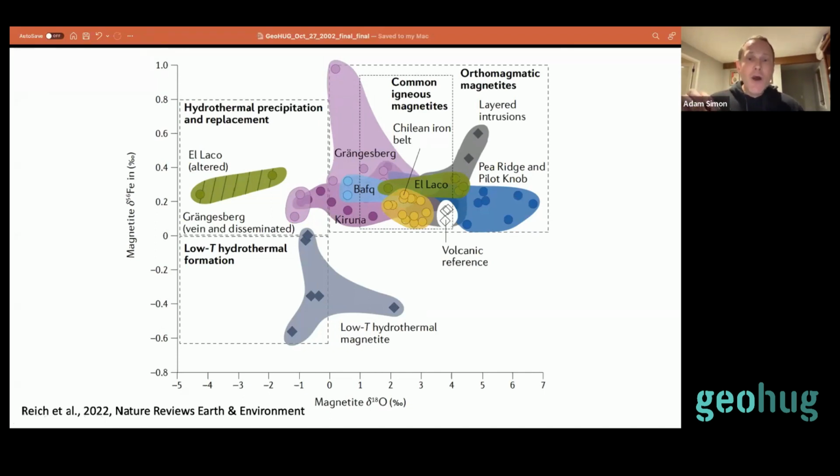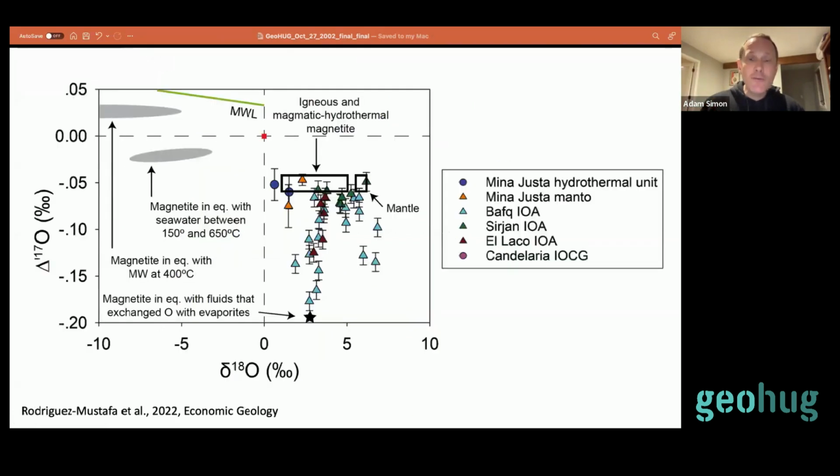All of the data are telling us that the iron and oxygen was sourced from a silicate magma. And when we have lighter oxygen isotope values, as are shown here for El Laco, that represents post-mineralization alteration. We've also recently started using triple oxygen isotopes. So conventional oxygen isotopes is the ratio of 18 to 16.